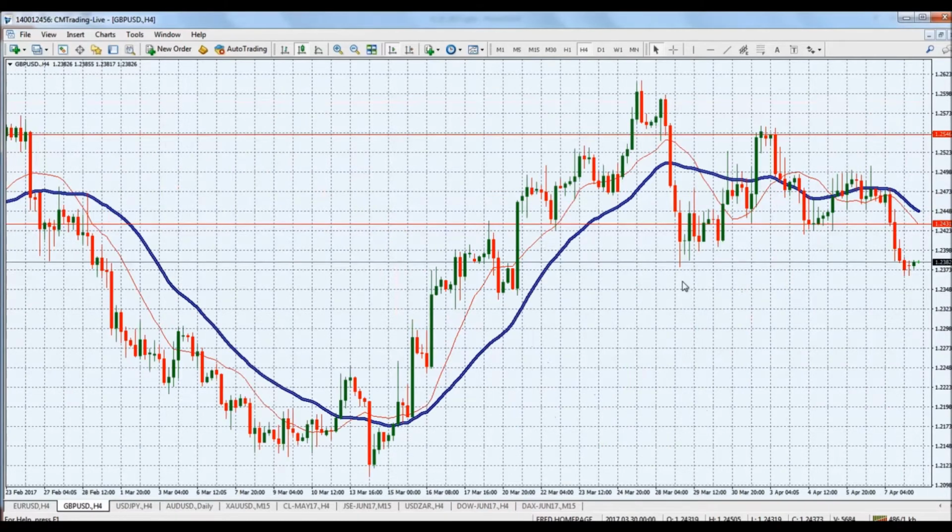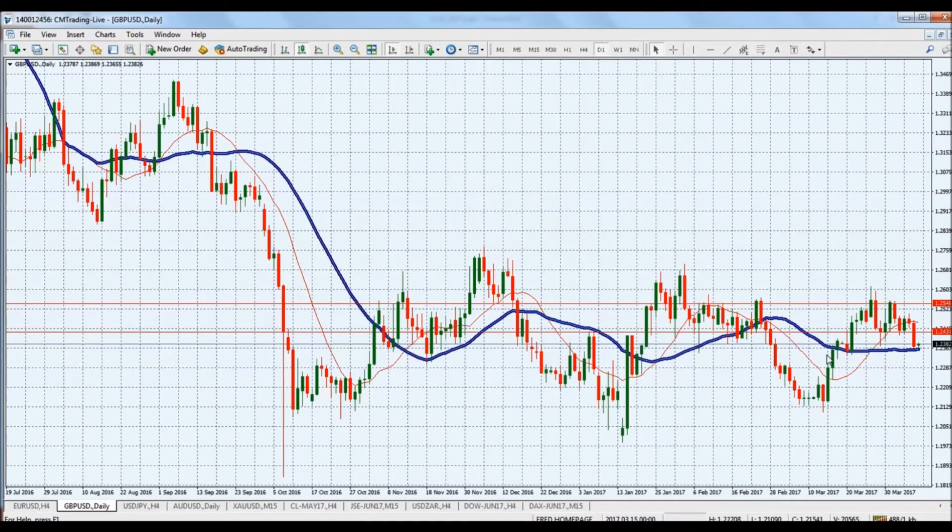Looking at a 4-hour chart, we do have some sort of support here. If you look at the daily chart, we had some resistance previously at these levels, at 1.2382, so that must be a good place for it to be picked up. It is choppy trading, okay? There's no trend trading here, but if you're scalping these markets, you can take some money out of it.